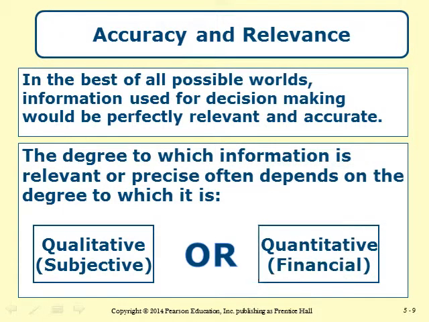In the best of all possible worlds, information for decision making would be perfectly relevant and accurate. And you can see that the degree to which information is relevant or precise often depends on the degree to which it is either qualitative, which is subjective, or quantitative, which is financial or numerical.